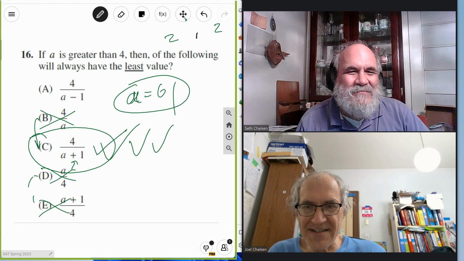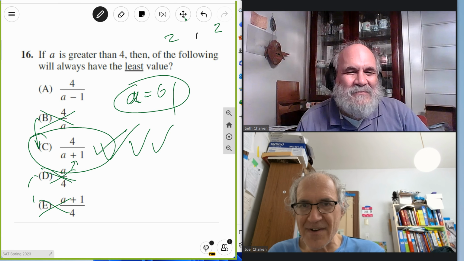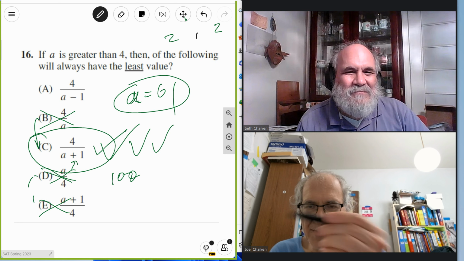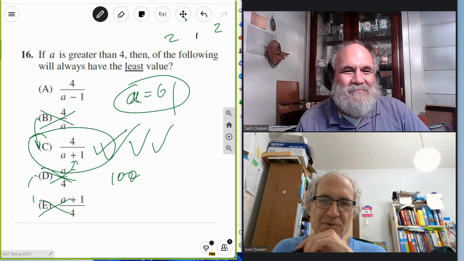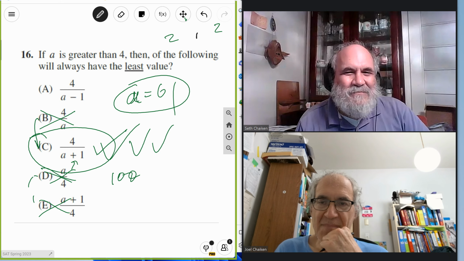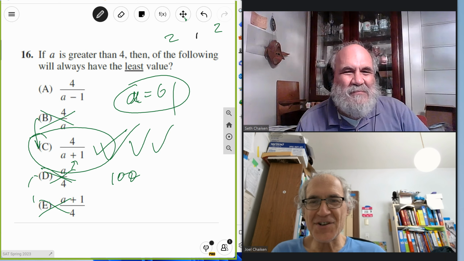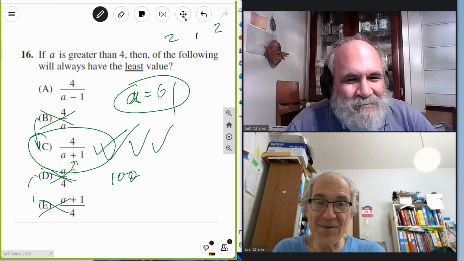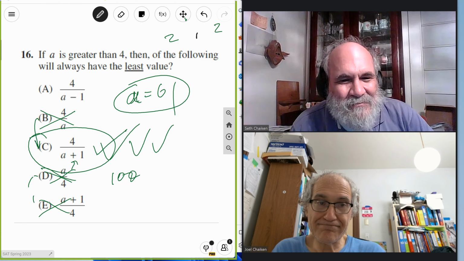And then I looked at these and I crossed them out. This is crazy. If A is greater than 4, then if A is a million, of course this is not the least value. So I switched my approach midstream, which you have to be ready to do. Wow. As with most of these reasoning questions, they look really scary. Even Seth said this is an interesting question, which can mean a pretty scary thing. But in the end, it's actually not that bad if you think about it a little.